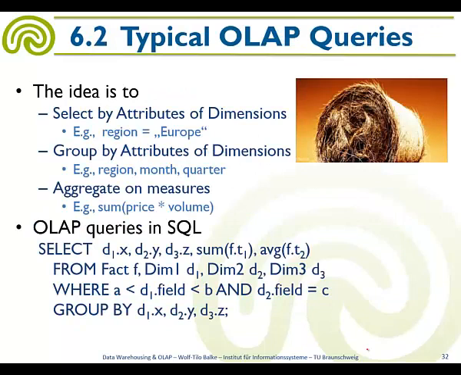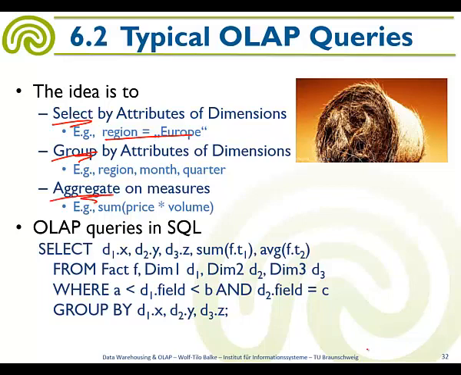So let's start with the SQL dialect. If you have typical OLAP queries, then basically you do a selection somehow. So for example, the region should be Europe. You're talking about groupings, so you want to have the data per region, per month, per quarter or something like that. And you're talking about aggregation.